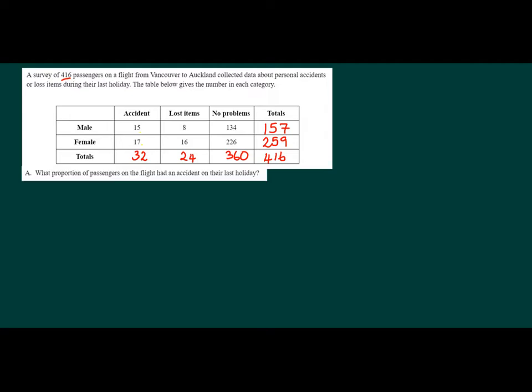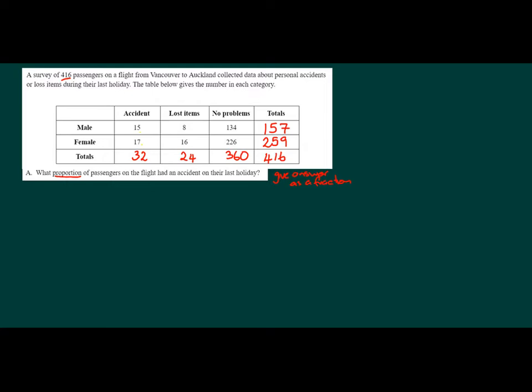So the first question we have here is which proportion of passengers on the flight had an accident on their last holiday? So what proportion? So proportion is the same as a probability. So there you can give your answer as a fraction, or a decimal if you want, but fractions are fine and they don't need to be simplified.